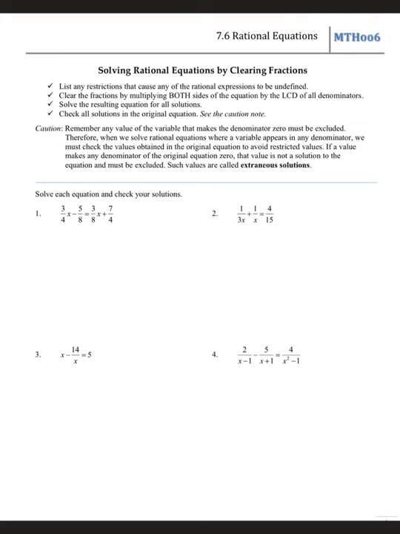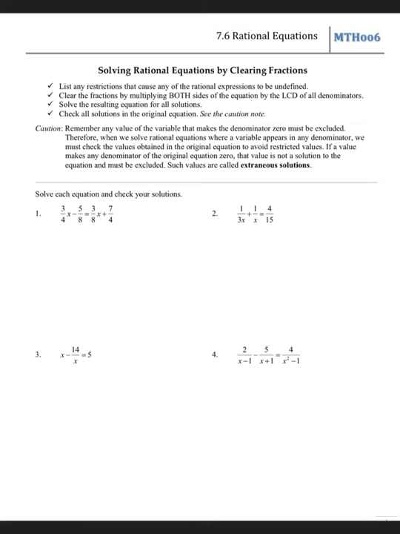Hello again. What we're doing in 7.6 is we're looking at rational equations. And this is actually going to be our last section of Unit 3. There was supposed to be another one, but we crossed that out for the sake of time and with our semester kind of losing a week in there. So we got rid of 7.7. So this will be our last one.